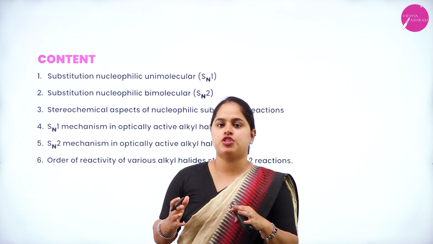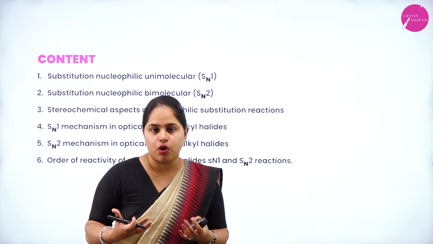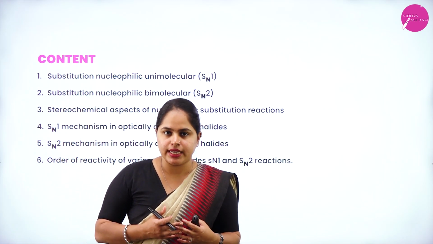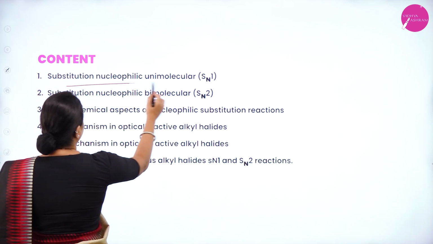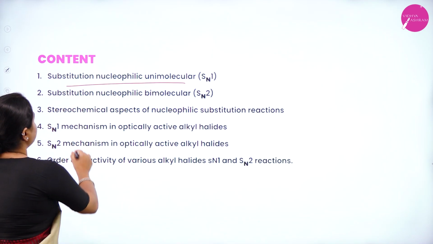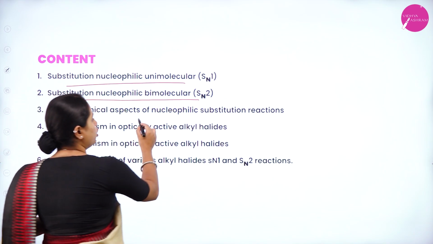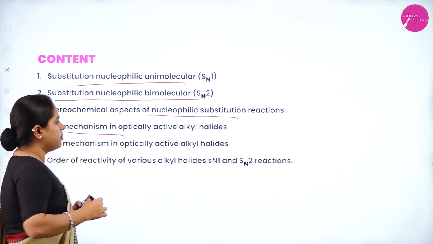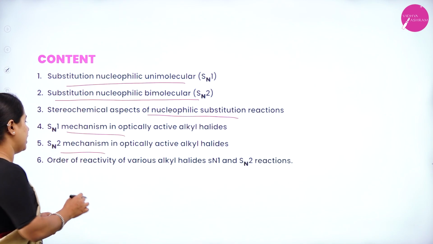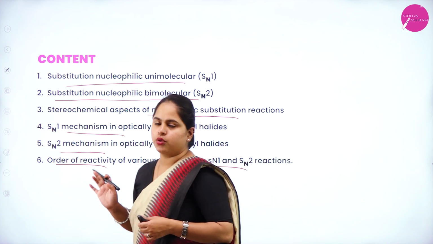In detail we are going to study two ways in which this nucleophilic substitution reaction can take place and the mechanism of that. That means how exactly, stepwise, the substitution is taking place. One method is substitution nucleophilic unimolecular, SN1. We will discuss in detail in this session. Then substitution nucleophilic bimolecular, SN2 reaction, and stereochemical aspects of nucleophilic substitution reaction. SN1 mechanism in optically active alkyl halides, SN2 mechanism in optically active alkyl halides, as well as order of reactivity of various alkyl halides in SN1 and SN2 reactions. All of this we are going to discuss in this session.